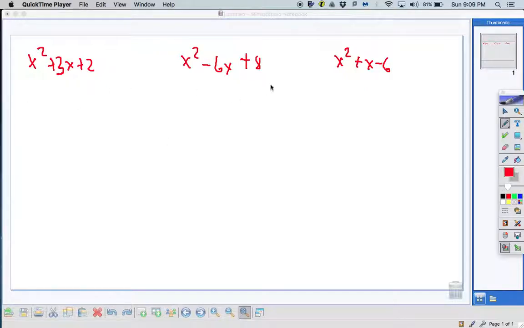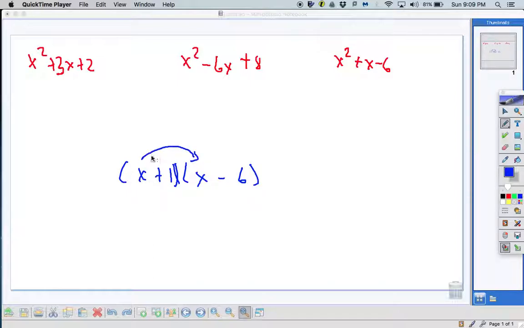So up at the top here, you'll see three different polynomials or quadratics that we're going to be factoring. But before we do that, I want to show you something else. So let's say I have x plus 1 and x minus 6, and I want to multiply that. So just remember, when you multiply, it's a distributive property.